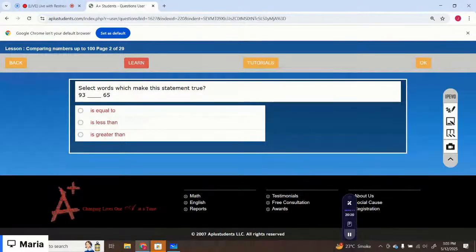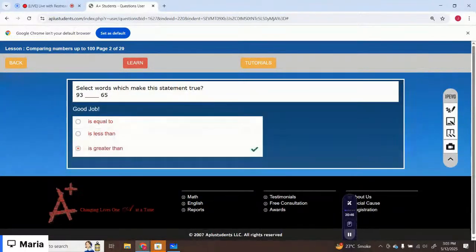Select the words which make the statement true. 93 and 65. So when counting, 93 comes after 65, isn't it? So that means 93 is greater than 65. Option number 3 is the correct option.